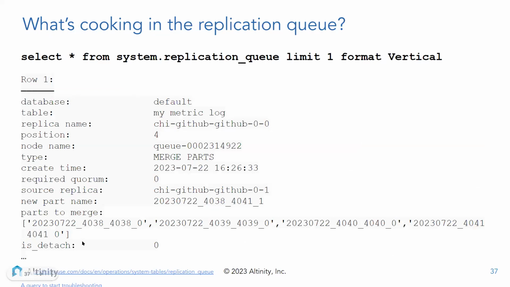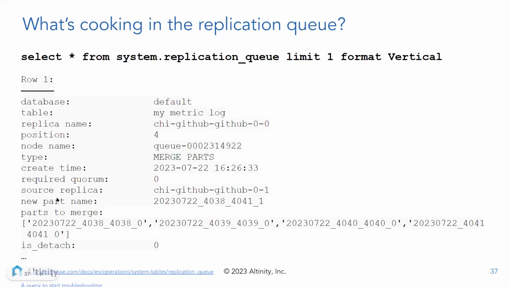So you want to see what's going on there? Well, the system.replication_queue, that is your friend. This shows the default database. This is a merge that's in the queue, and then what are the parts to merge? You can see the parts that will be affected. So this basically contains the information about what is going to happen in this merge.